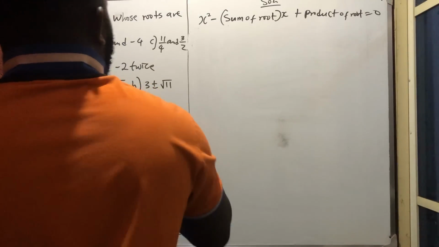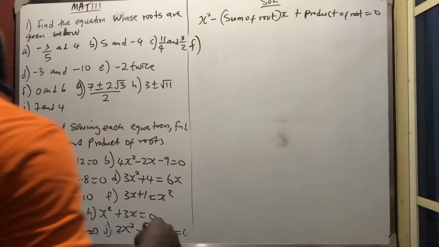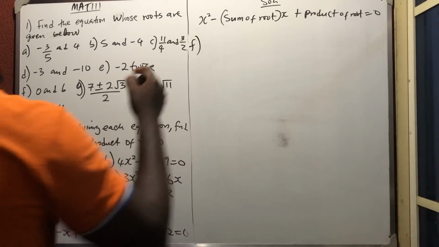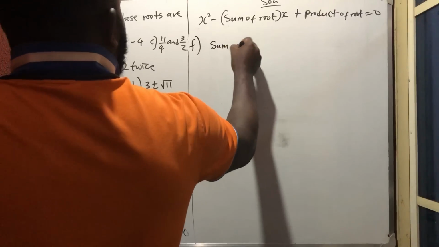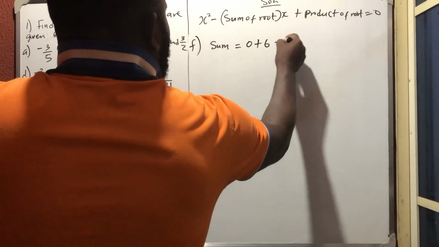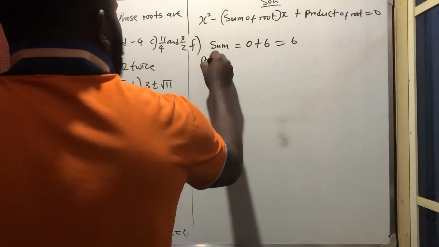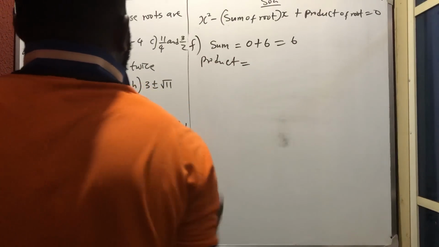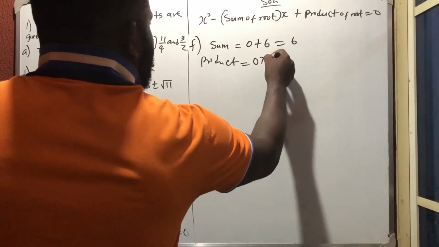It's the same method we have been using all this while, so that's why I'm rushing it. So the next one is sum again. Sum is to add them, which is 0 plus 6, which is 6. And product is simply to multiply, which is 0 times 6, which is 0.